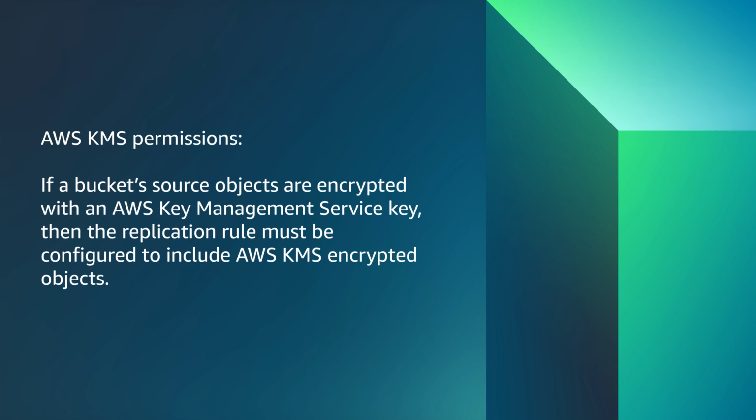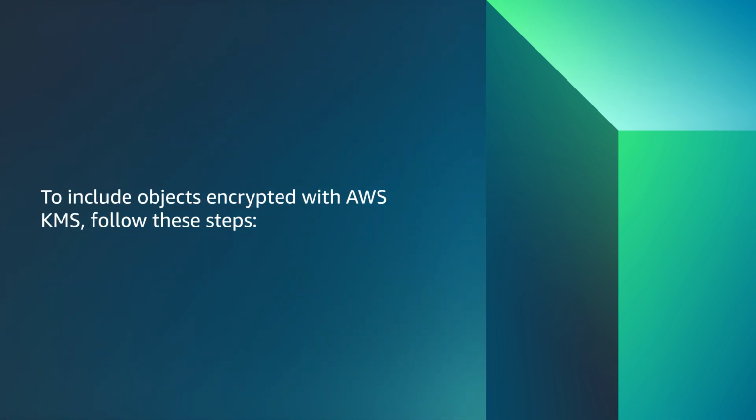AWS KMS permissions. If a bucket's source objects are encrypted with an AWS Key Management Service key, then the replication rule must be configured to include AWS KMS encrypted objects. To include objects encrypted with AWS KMS, follow these steps.